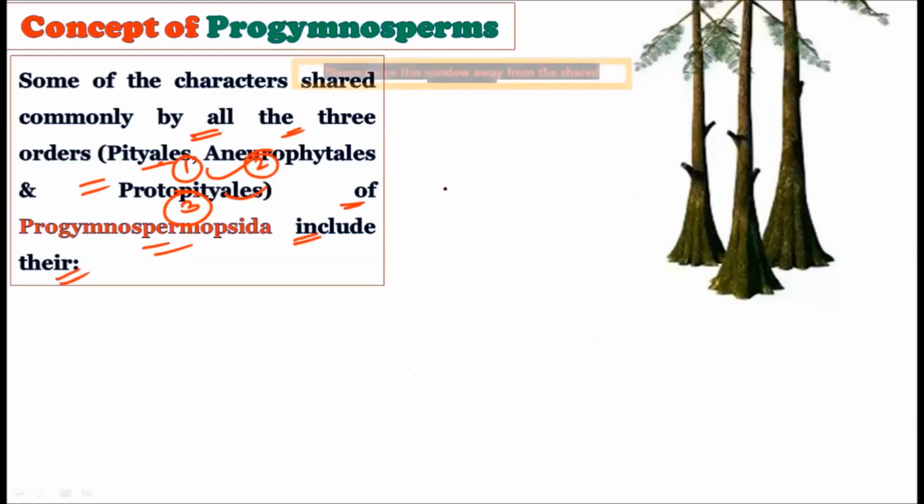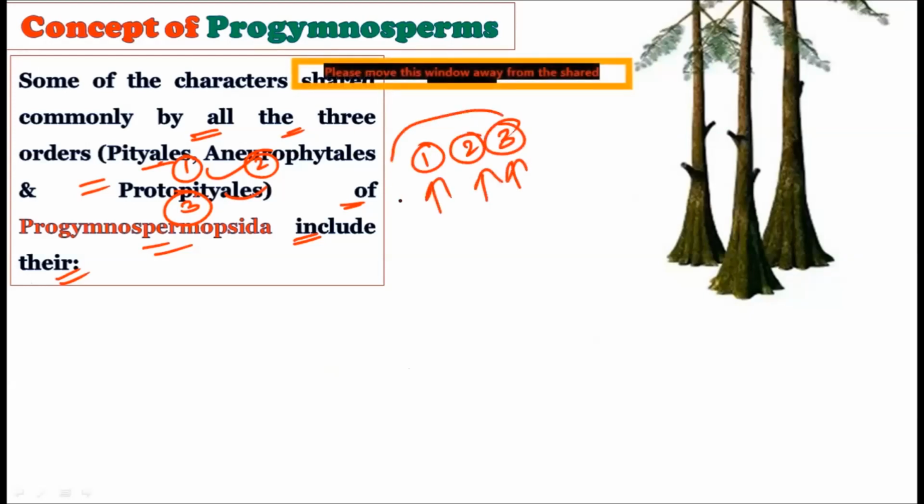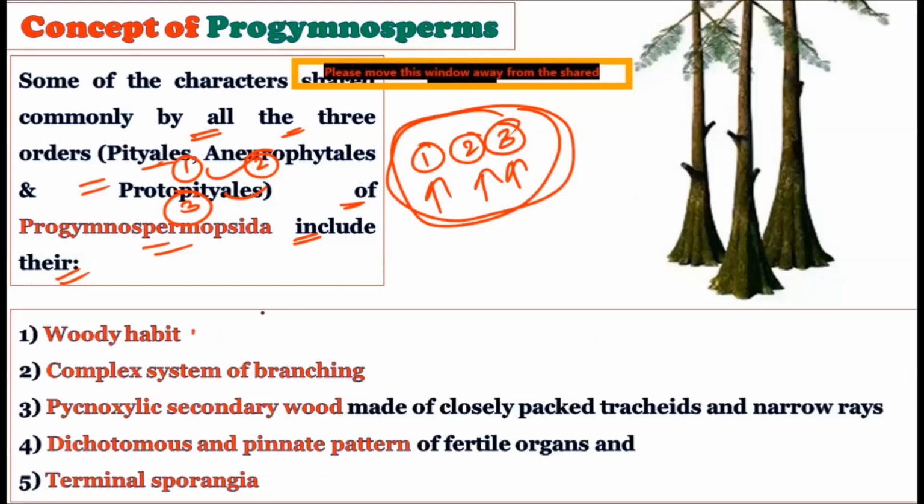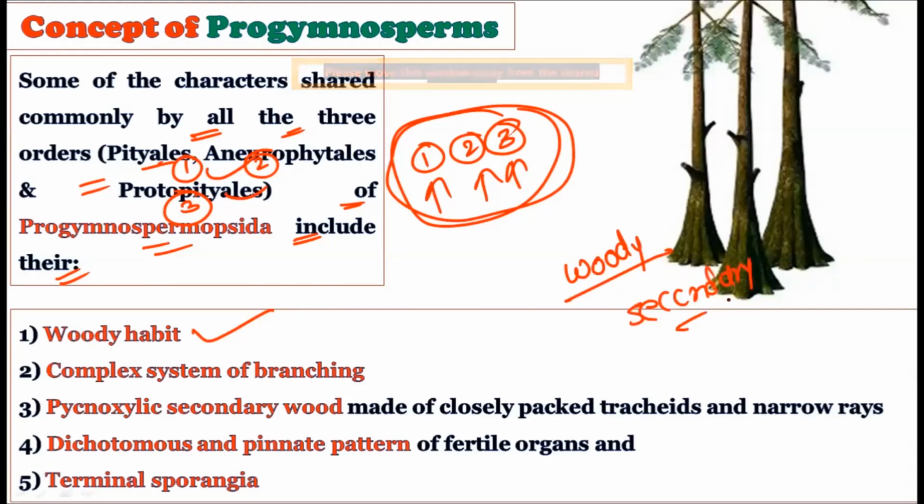Now this is very important. When we studied the three orders of the Progymnospermopsida, all three orders show some similar characteristics which are comparable either with the pteridophytes or the gymnosperms. Now let us consider them one by one. What type of characteristics do they show? See the woody habit. Woody habit literally means they show a woody stem. Woody stems are those stems which show secondary growth, that is, a huge woody stem which can support a huge plant.